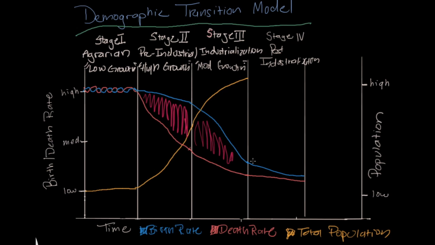And what we see in stage 4 is that the gap between the birth and the death rate really starts to close. So where it was pretty wide in stage 2 and 3, it's very narrow in stage 4. And because of that, the population growth levels off to a gradual increase. And because of that, we're once again in a low growth phase. Low growth.